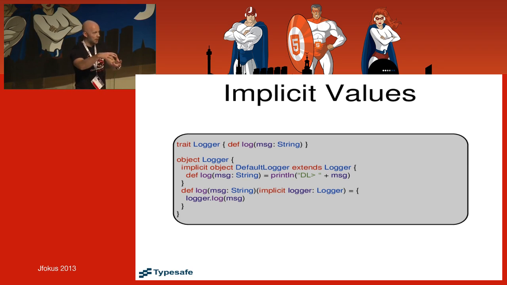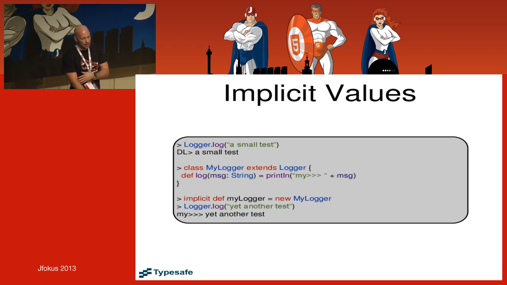Because if you remember, the lexical scope was first in the class on the class level and then moving on to the companion object level. But at least we've provided a default logger, so let's try it out. We just call Logger.log, it's small test, and then it's going to print DL is small test, right? And now we decide, no, we don't really like this DL prefix to the method. We want to do something else.